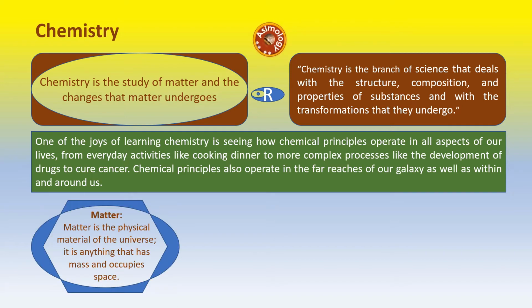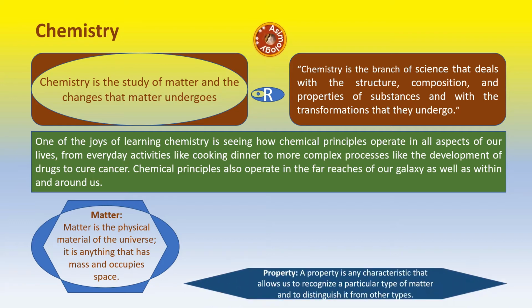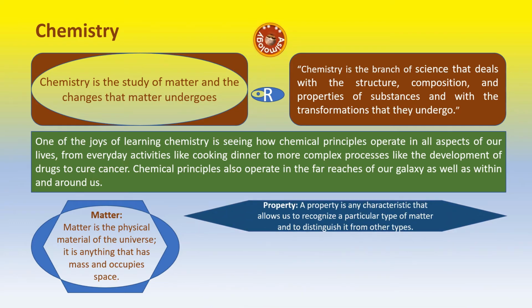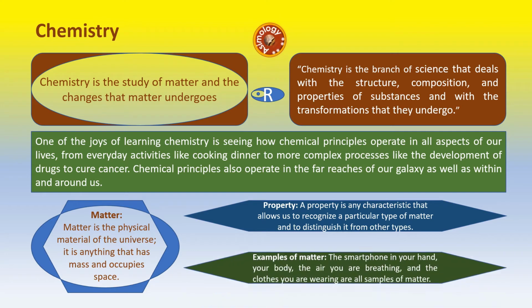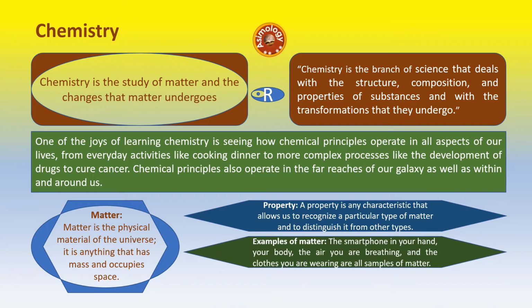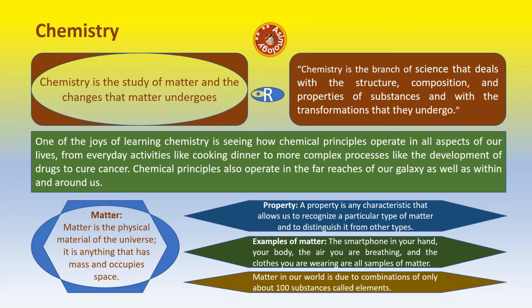Matter is the physical material of the universe. It is anything that has mass and occupies space. Property: a property is any characteristic that allows us to recognize a particular type of matter and to distinguish it from other types. Examples of matter: the smartphone in your hand, your body, the air you are breathing, and the clothes you are wearing are all samples of matter.